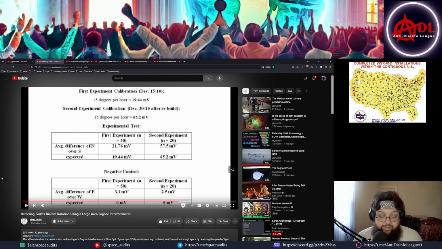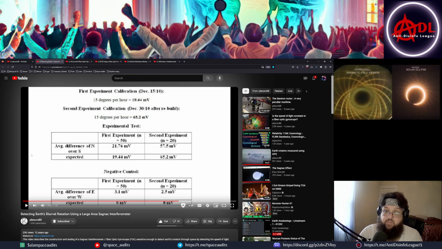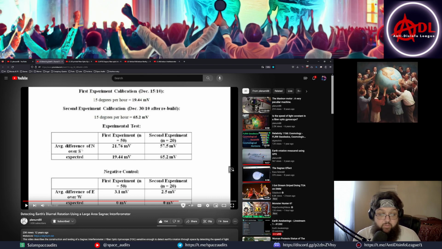So the difference on a flat Earth would be that. On a globe, for one, they say at the equator you're not going to get any reading because you're not going to be experiencing any rotation. There's no evidence of that. There's no one that has any interferometers there doing this to show that. That's just what they assume would happen.